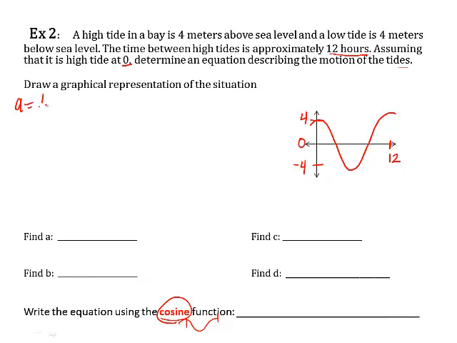Now I find the values. A is 1/2 the max minus the minimum. So it's 1/2 of 8, which is 4. All right, stop and think.